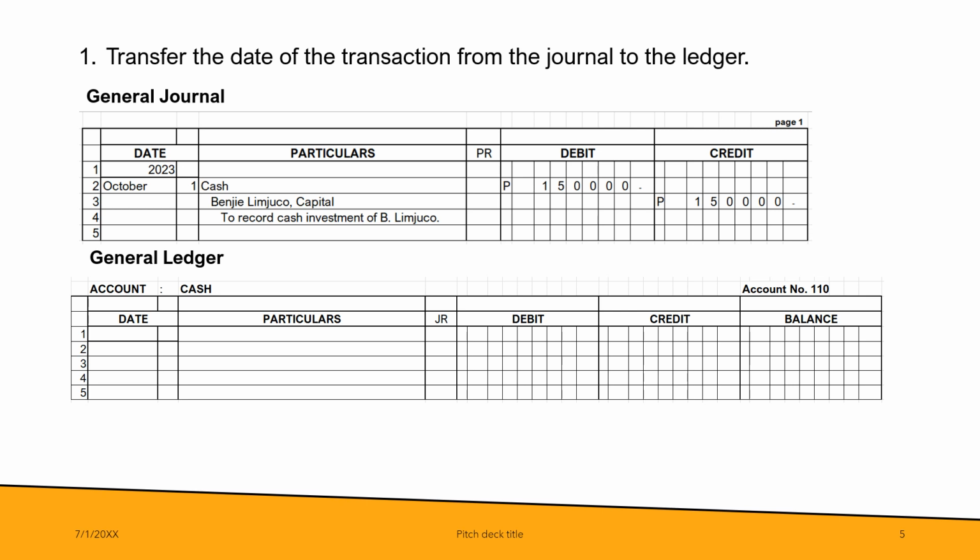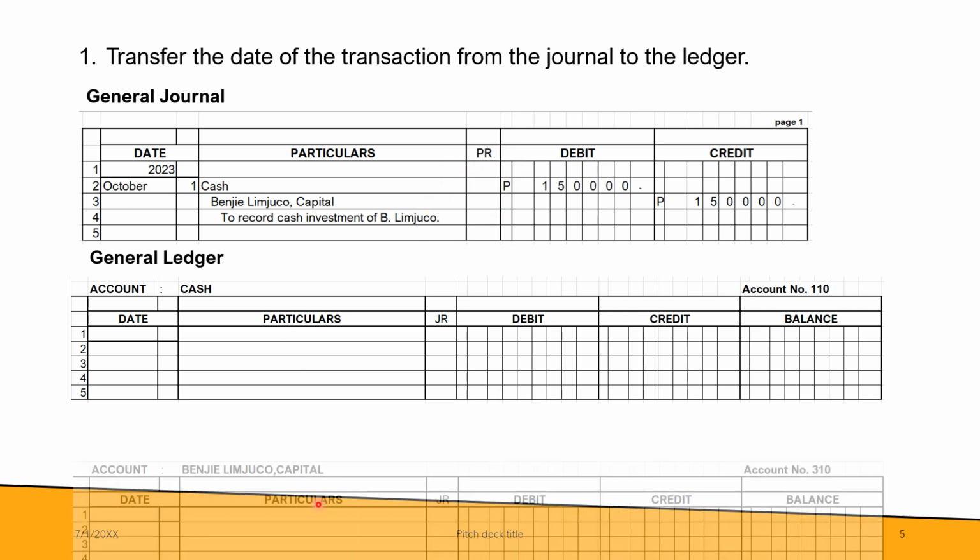Okay, in our general ledger, we have here the account name, which is cash, and the account number 1110. I will only be showing you the accounts affected by the sample journal entries in our general journal.